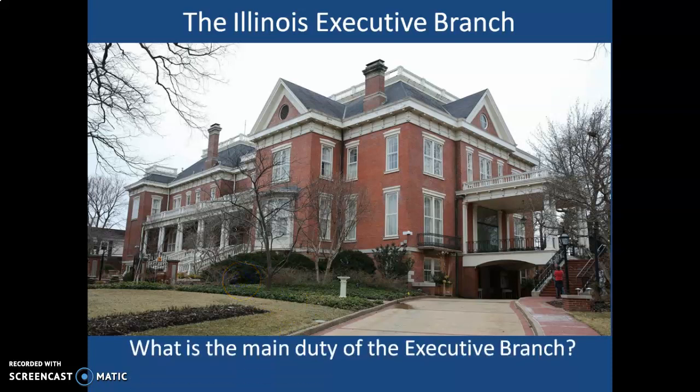What is the main duty of the Executive Branch? Well, the main duty, as you should remember, is basically to enforce the laws and to run the government. So we have a lot of people in the executive branch who take over that responsibility of enforcing the laws and running the government. Let's take a look at the major offices of the executive branch. These are the elective offices, the people that we actually vote for to run the executive branch.